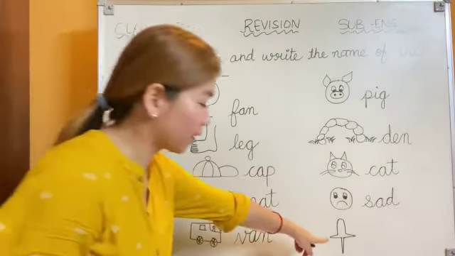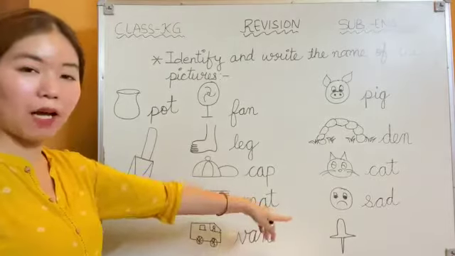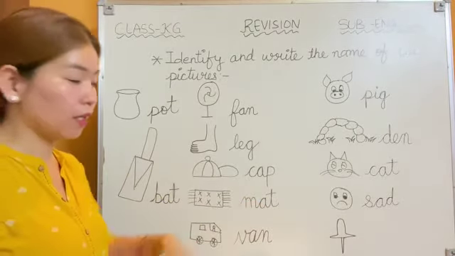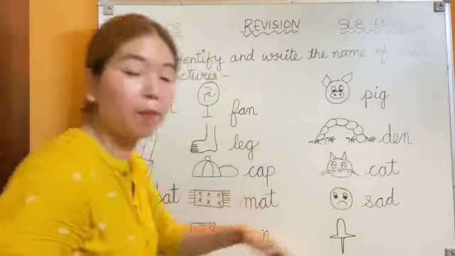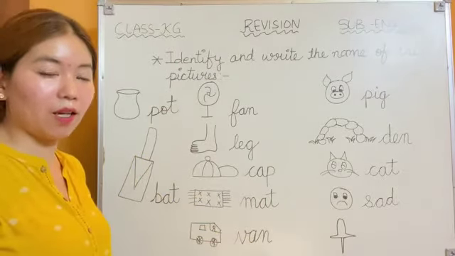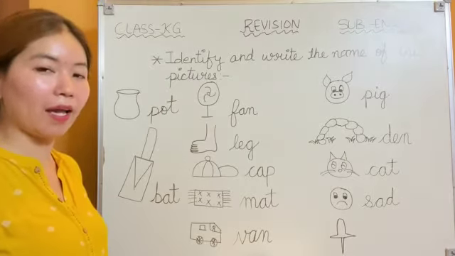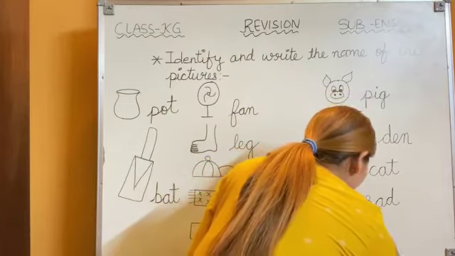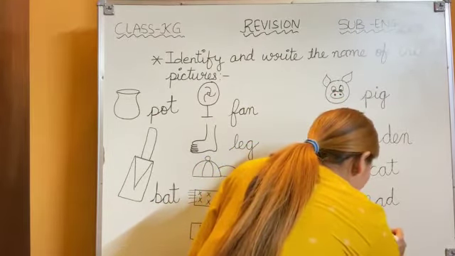And last picture. See. What is that? Which picture is that? Yes, that is a pin. This is a pin. And the spelling of pin is P-I-N, pin. So here we will write P-I-N, pin.